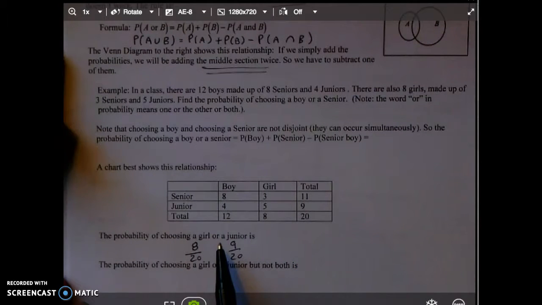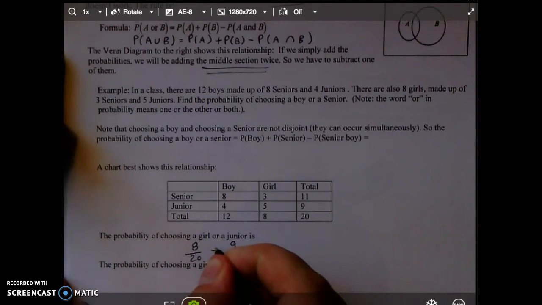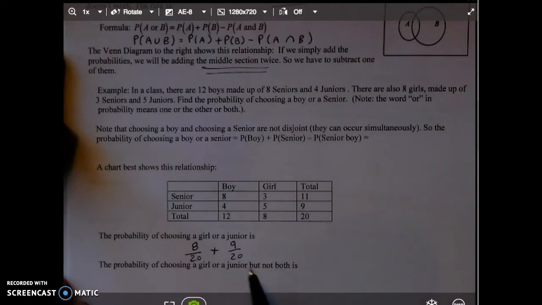So our keyword with the or here signals we're going to use some kind of addition, right? So I'm going to add those. Now, the thing is, this isn't going to work because if I add this up and get 17 out of 20 here, what have I done? I've double counted this overlapping group here. So I've got a girl or a junior, but what if I'm a girl and a junior, right? I've added this in twice to both sections, so this 5, a girl and a junior.